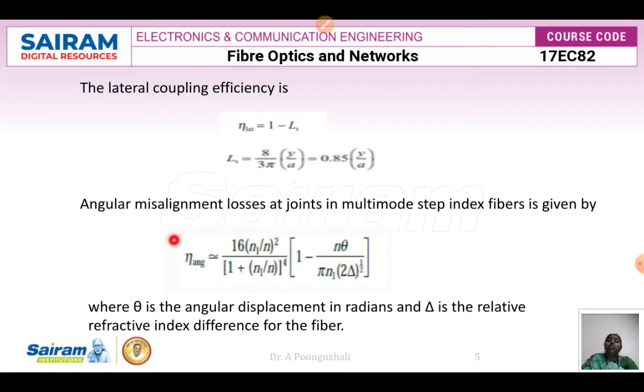So next loss is your angular misalignment loss at joints in the multimode step index fiber, which is going to be given as 16 into (n1 by n) the whole square by (1 plus n1 by n) the whole power 4 into (1 minus n theta by pi n1 into 2 delta) the whole power half, where theta is the angular displacement in radians, and delta is the relative refractive index difference of the fiber.